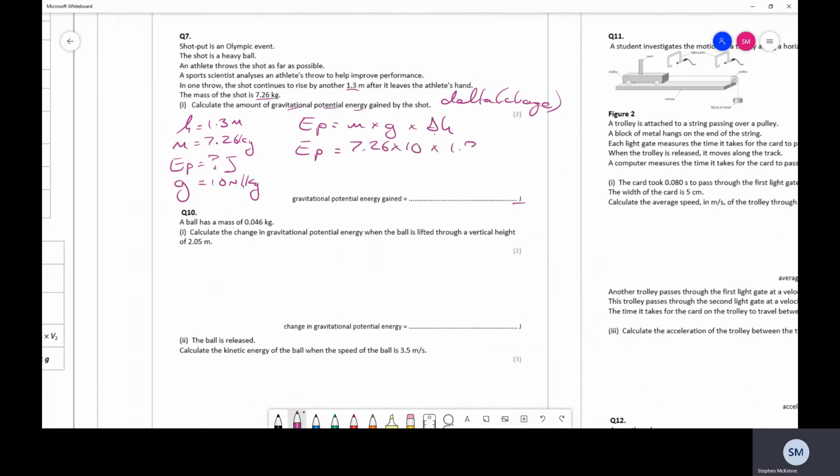Sneaky of them not to give us that number, hey? 7.26 times 10 times 1.3 is 94.38 joules. And I'm definitely allowed to put the decimal points in there because there were 2 decimal points in there.